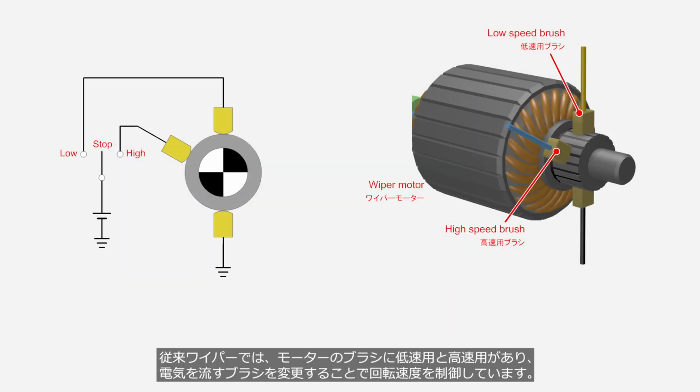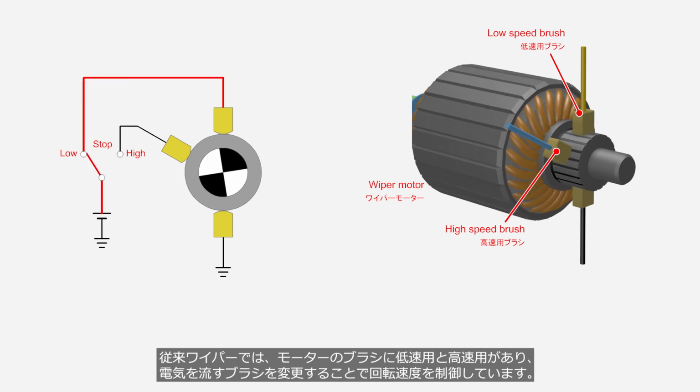In conventional systems, there are brushes for low speed and high speed on the motor, and the rotation speed is controlled by changing the brush through which electricity flows.